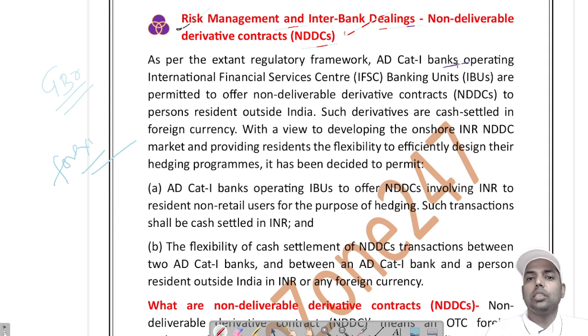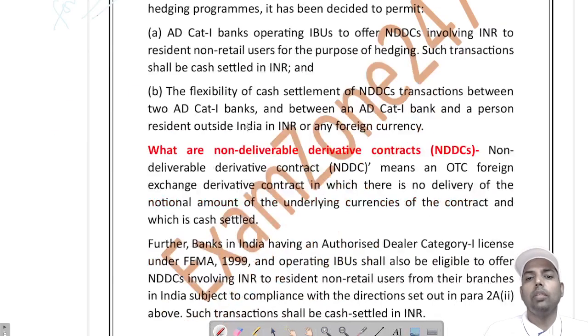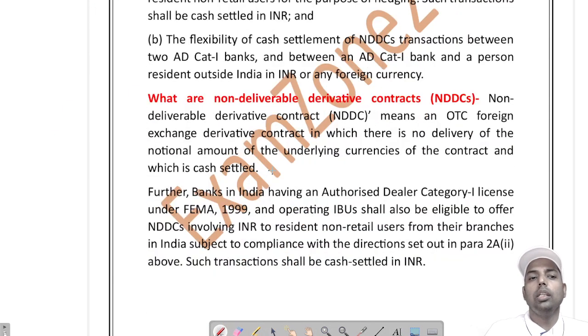The banks operating in IFSC's banking units are permitted to offer non-deliverable contracts to persons resident outside India. Better you know what non-deliverable contracts are. A non-deliverable derivative contract means an over the counter foreign exchange derivative contract.